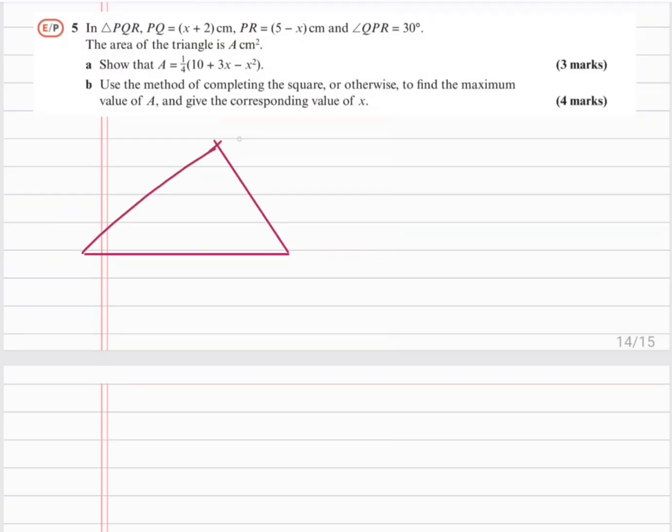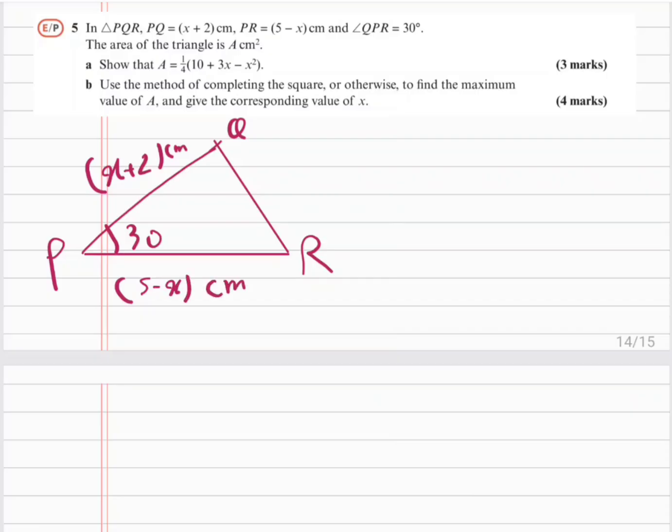And so here's P, Q, R. We know that the angle QPR is 30 degrees, which is here. PQ is x plus 2 centimeters, and PR is 5 minus x centimeters. And the area of the triangle is 8 centimeters squared.